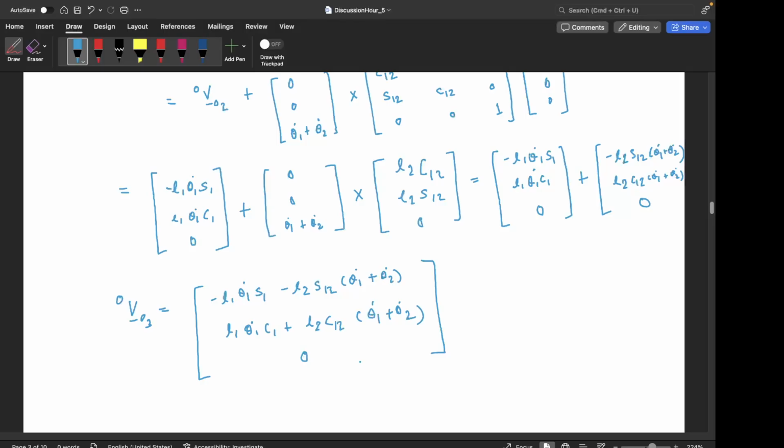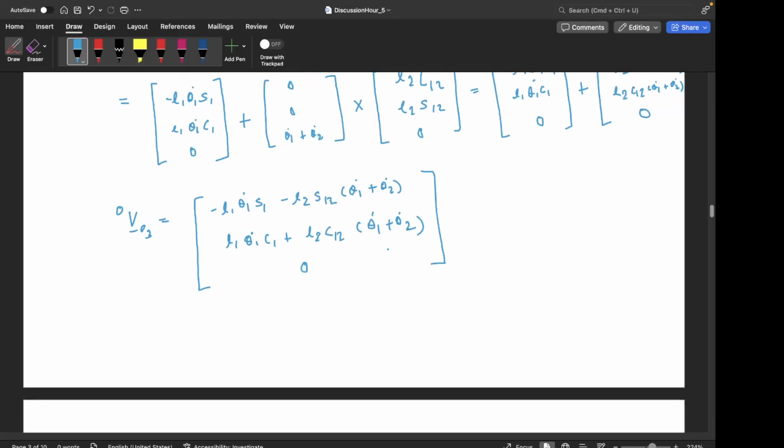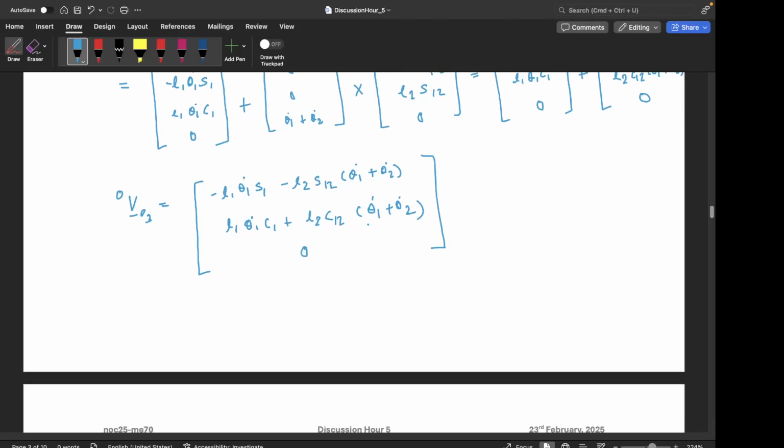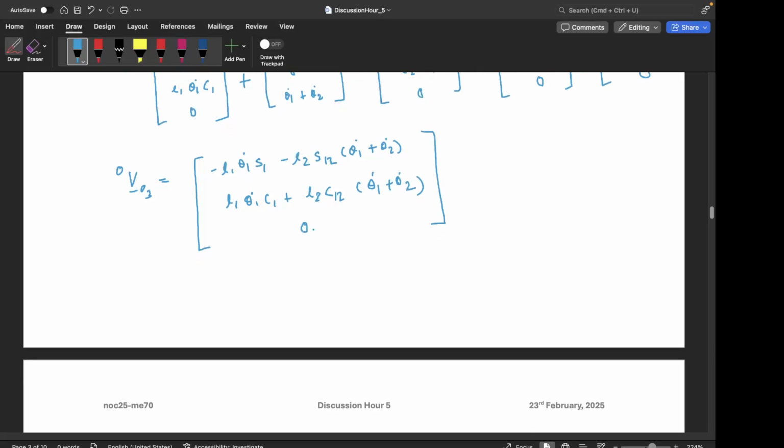0 in the Z component makes sense also because this is a planar manipulator, so nothing is moving outside or inside this plane of the paper basically. So the end effector has velocities in x and y direction, which can be written like this in terms of the lengths and the joint angles and joint velocities, right? Any doubts in this process of doing velocity propagation?